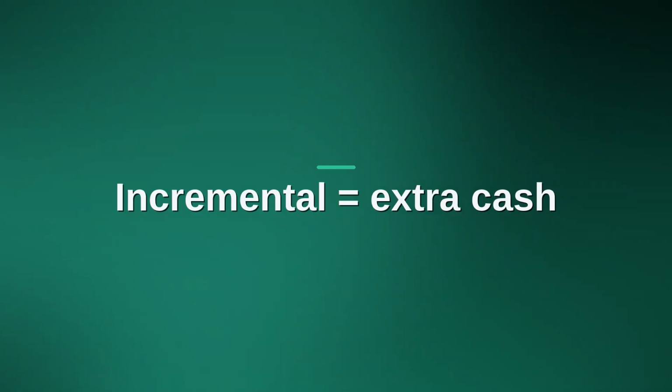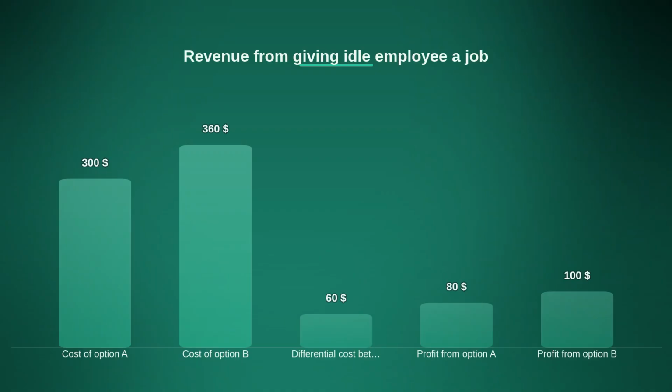Another key feature is that relevant costs are incremental. That means they are the extra cash in or out that arises under one course of action, compared with another course of action you could take instead. Imagine you have an employee who is currently idle, but still earns a basic wage of $100 per week. If you give them a small job that brings in $40 of revenue, the $100 is not incremental because you pay it whether they work or not, but the extra $40 revenue is incremental and therefore relevant.